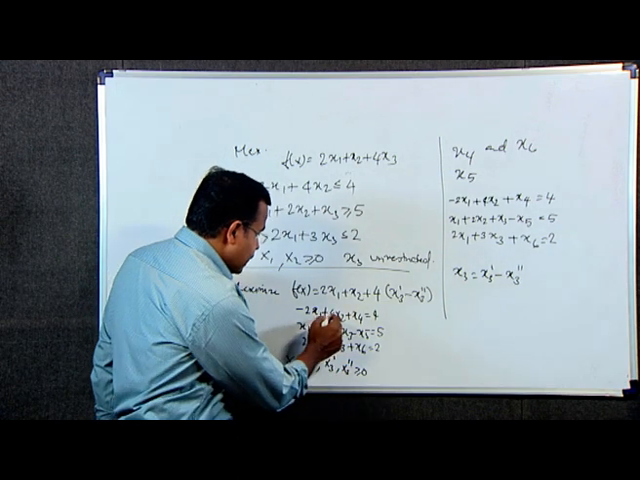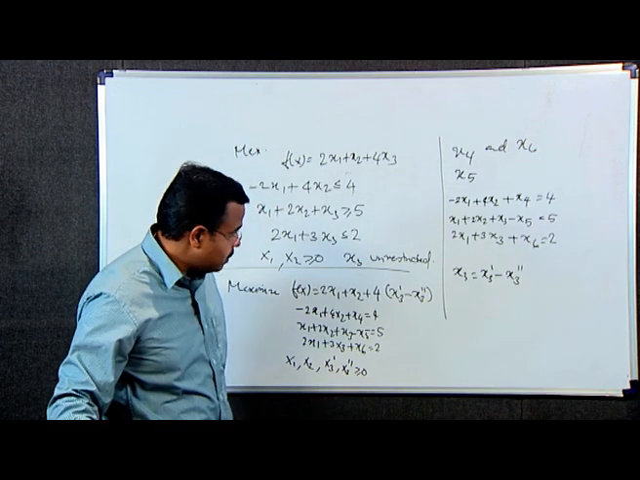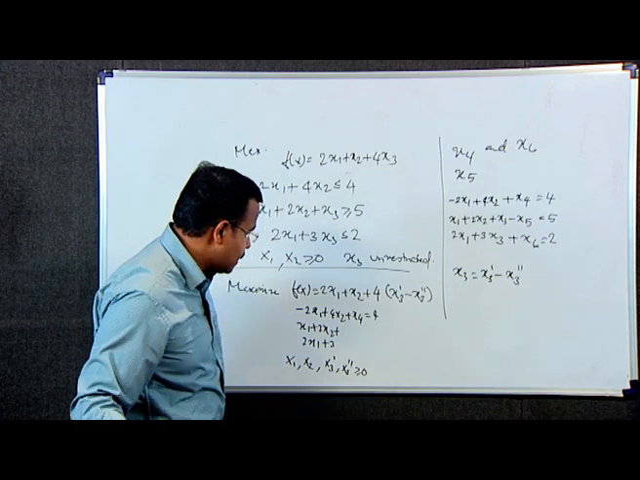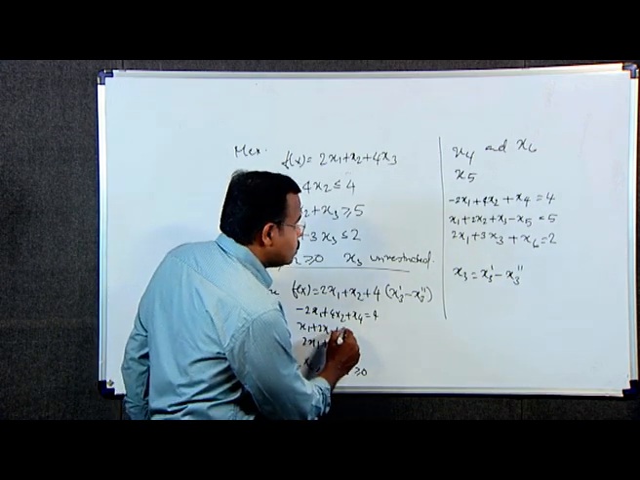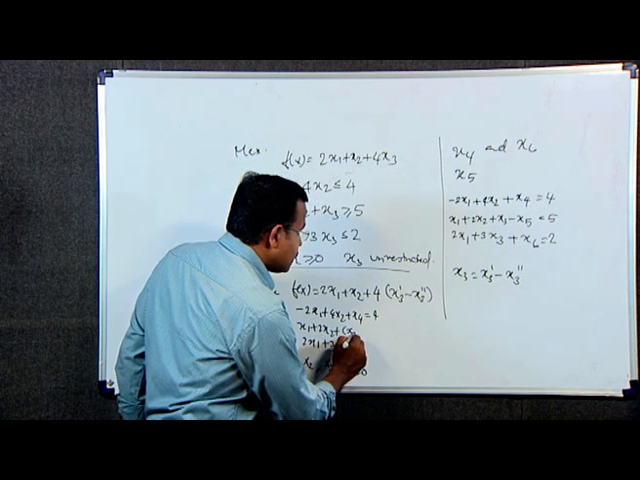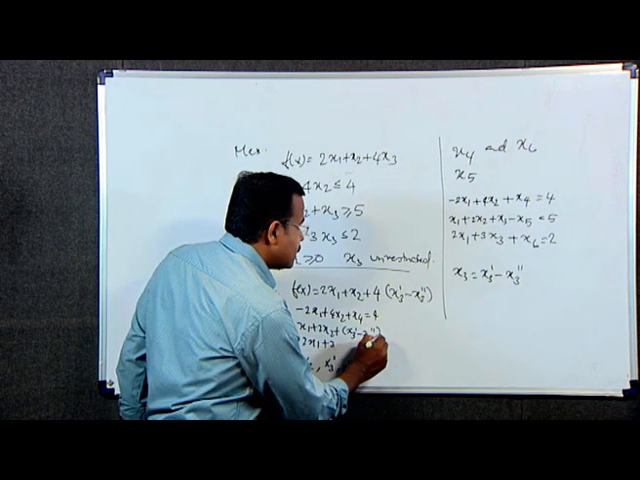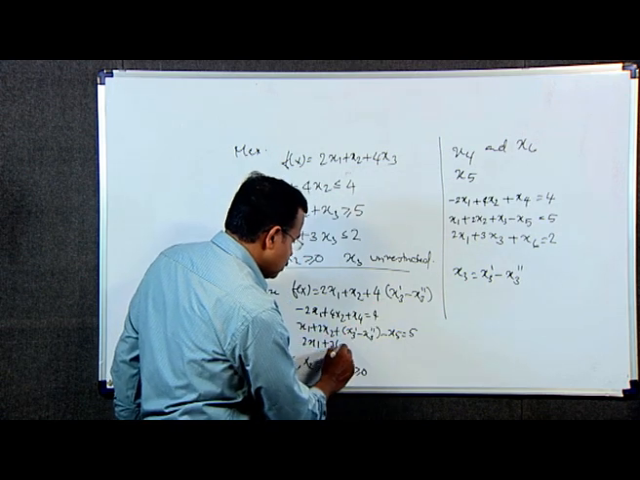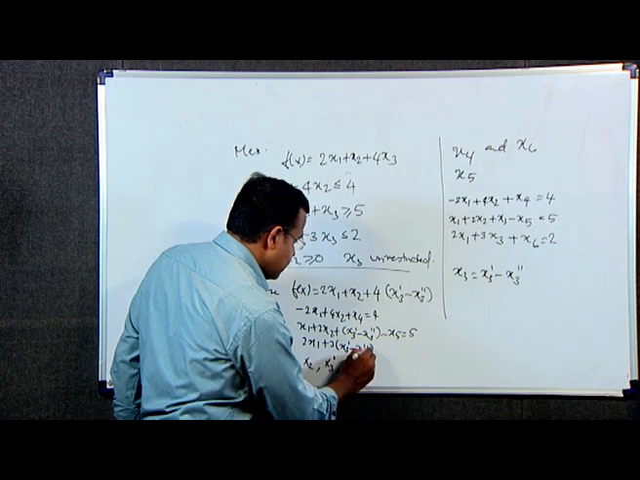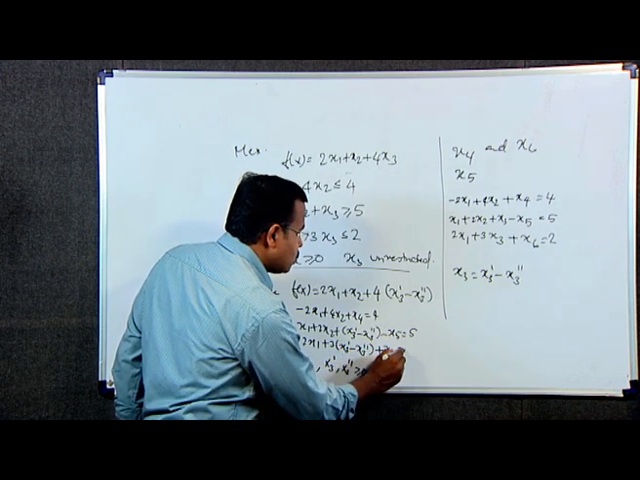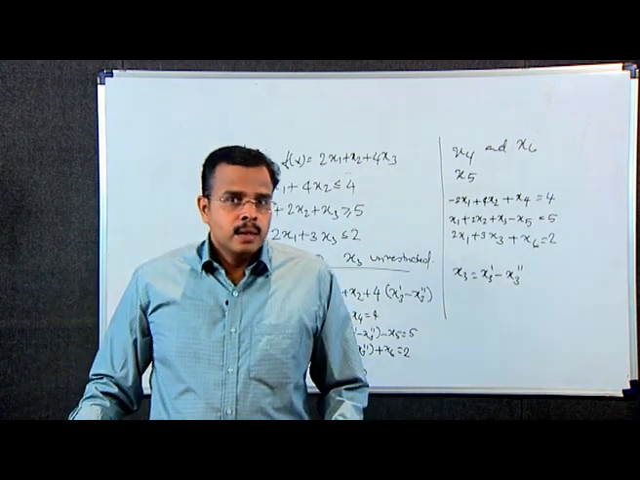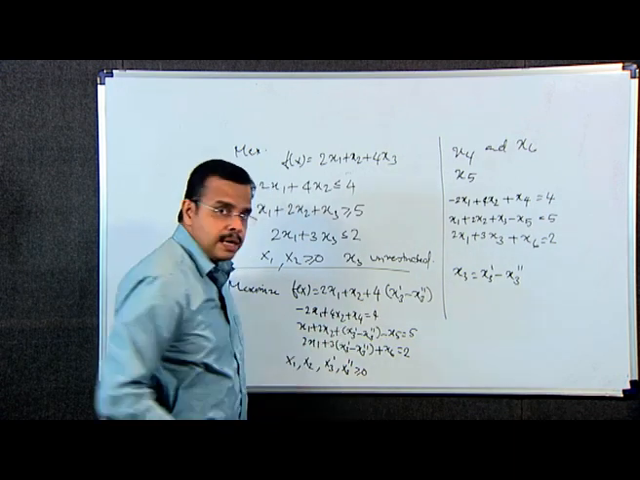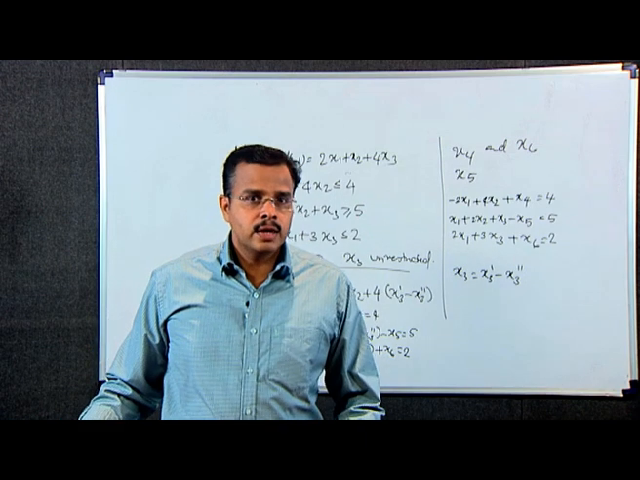Since we changed x3 as x3 dash minus x3 double dash, in the constraints also we make that type of change. Then the second constraint will become x1 plus 2x2 plus x3 dash minus x3 double dash minus x5 equal to 5, and 2x1 plus 3 into x3 dash minus x3 double dash plus x6 equal to 2, where the variables x1, x2, x3 dash and x3 double dash are all greater than or equal to 0.